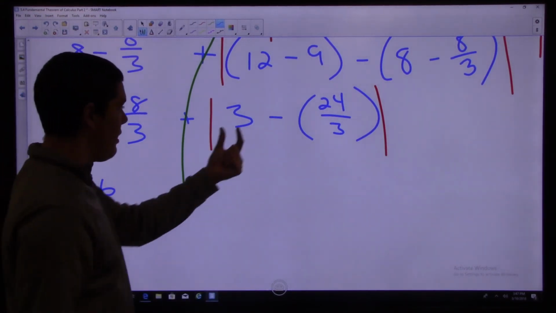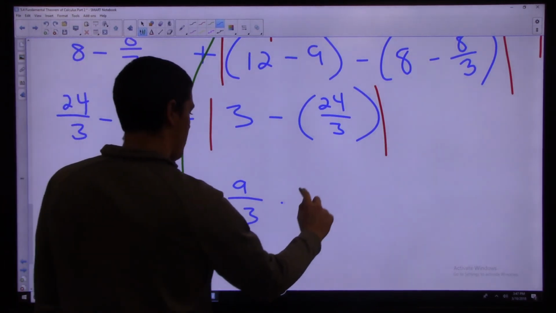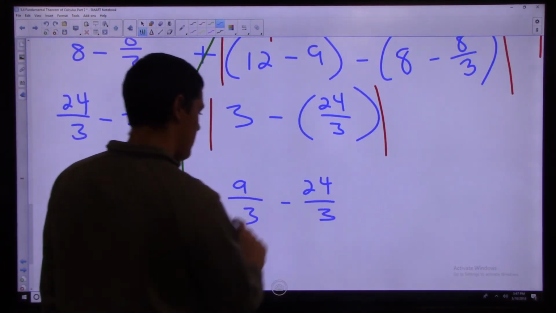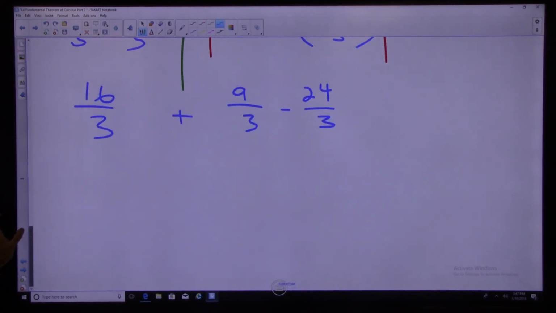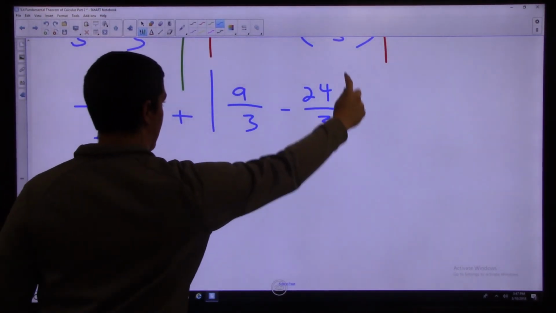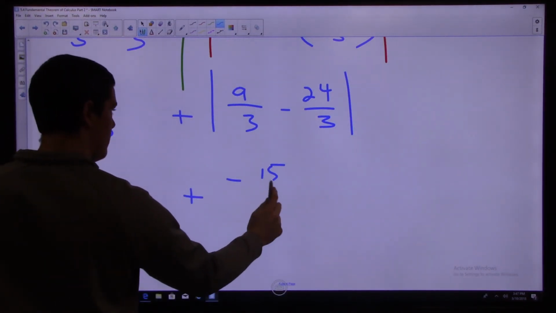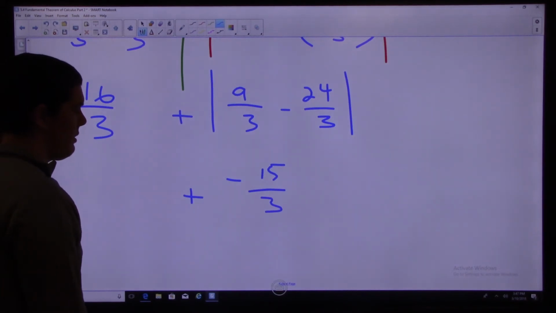Now this one over here, this is going to end up being 9 thirds minus 24 thirds. Shoot. Sorry, we're still good. I just can't think of how to do this. I'm drawing a blank. I think 9 minus 24, yeah, negative 15. That's my bad. It's negative 15. We're still doing absolute values of that. So negative 15 thirds. Well, what's negative 15 thirds?